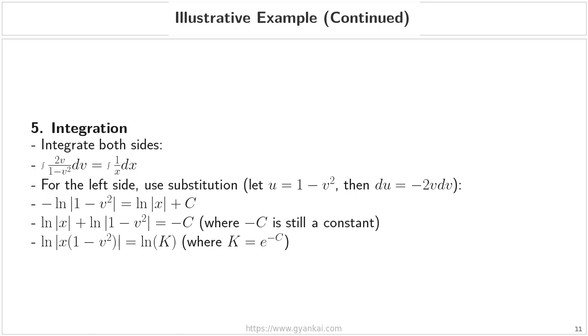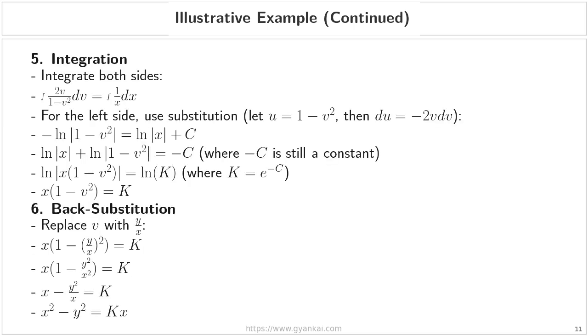Using our logarithmic properties, we can combine those two logs on the left into a single natural log of the quantity x times 1 minus v squared. To get rid of the natural log entirely, we can exponentiate both sides. This gives us x times 1 minus v squared equals k, where k is just a new constant representing e to the power of negative c.